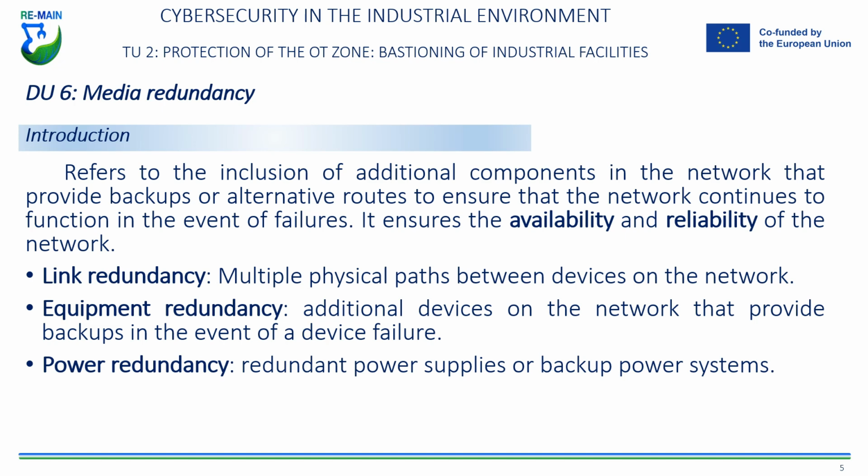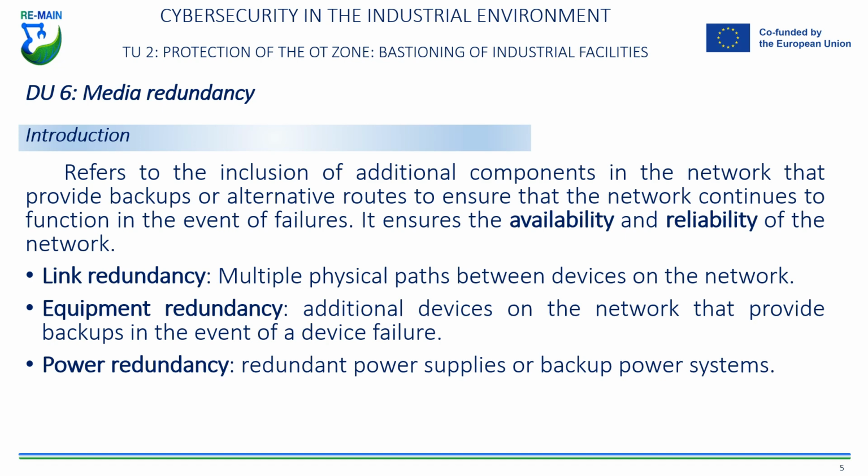Some examples of redundancies in computer networks may include link redundancy. This refers to the inclusion of multiple physical paths between devices on the network. If a link fails, the network can automatically switch to a backup path to maintain connectivity.